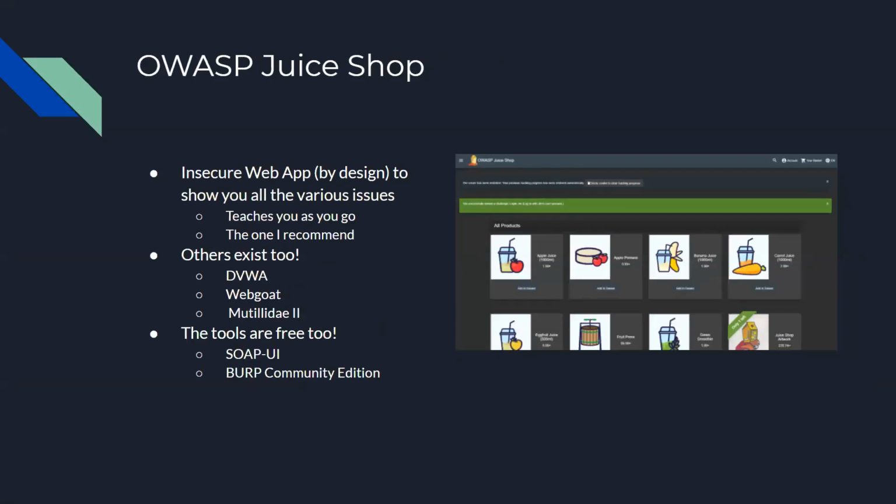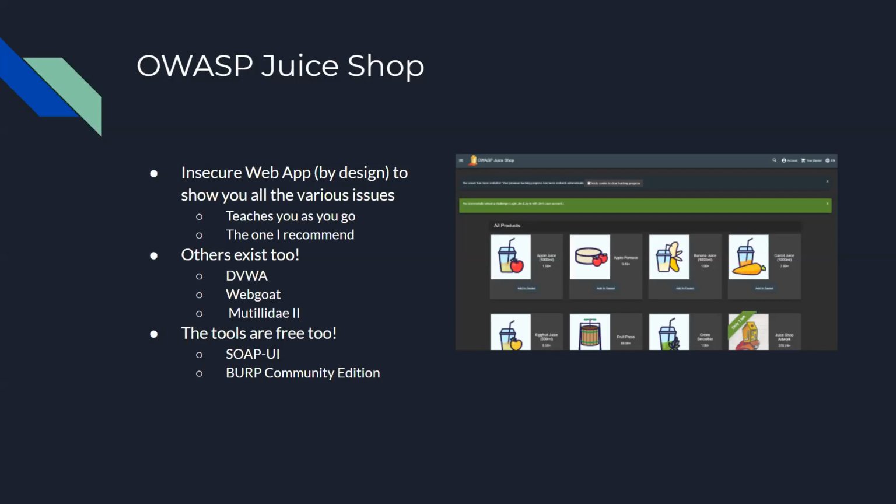A lot of times people don't have the opportunity, or haven't seen places where they can dive deeper and get firsthand experience doing API security testing. I'm a big fan of OWASP because they're at the forefront of web app security testing. They have a couple of different projects. Juice Shop is one I highly recommend for web app and API testing. It teaches you as you go, but others exist: DVWA, Damn Vulnerable Web App, WebGoat, and Mutillidae too. Once again, great tools.